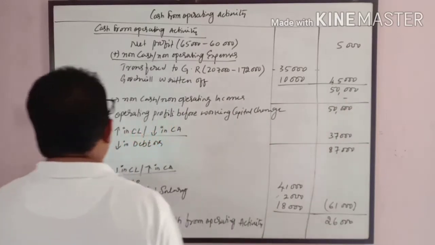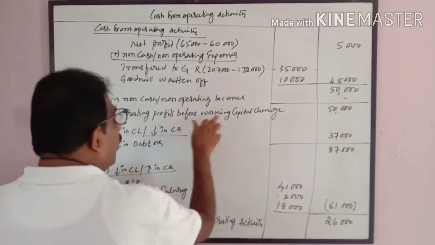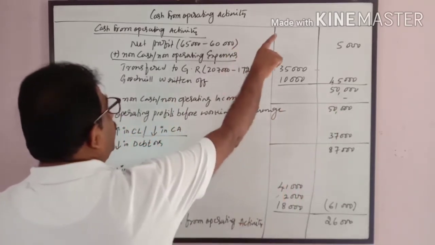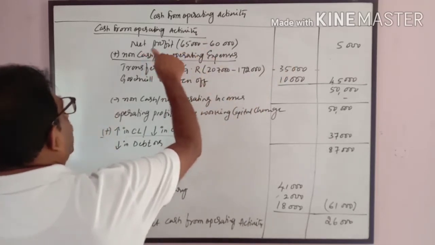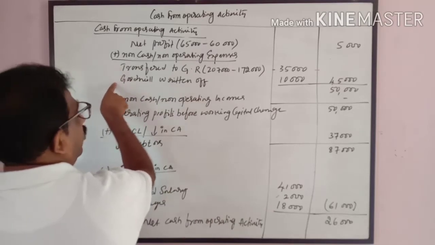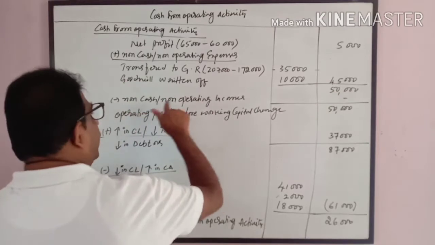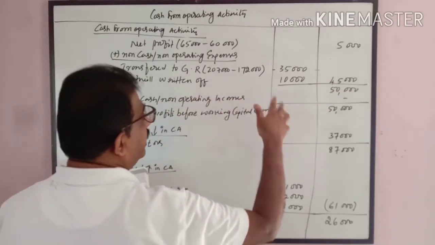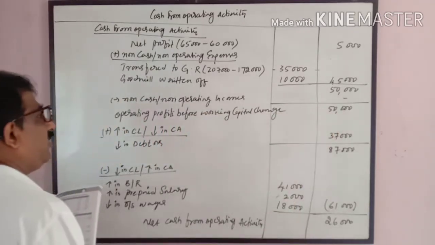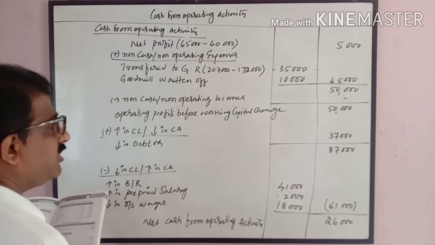Just put nil, and the final answer comes to operating profit before working capital changes, that is 50,000. First you take the net profit, add non-cash or non-operating expenses. In this case we have only two, general reserve and goodwill. Add back to the profit what was earlier deducted, and deduct the non-cash or non-operating income if any. In this case there are no such incomes. The final answer comes to 50,000, that is operating profit before working capital changes.